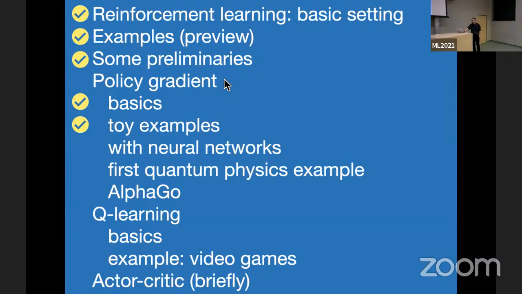And then we started to discuss one of the two big classes of reinforcement learning, which is policy gradient-based approaches. We discussed the basics, especially we derived the formula that I will review in a moment. And then we went through two toy examples to illustrate how this works.